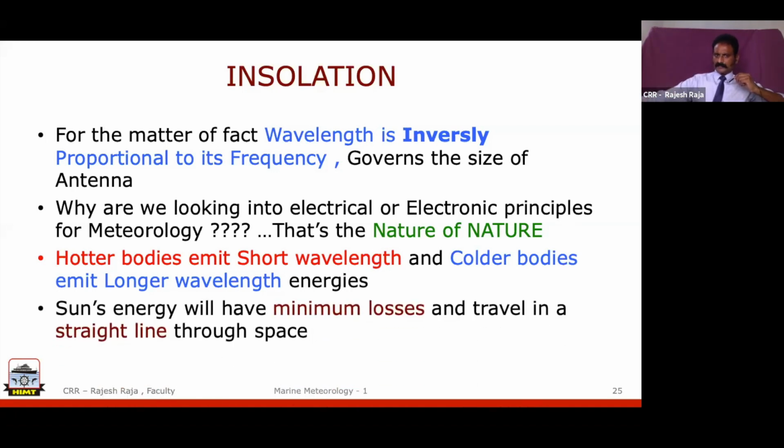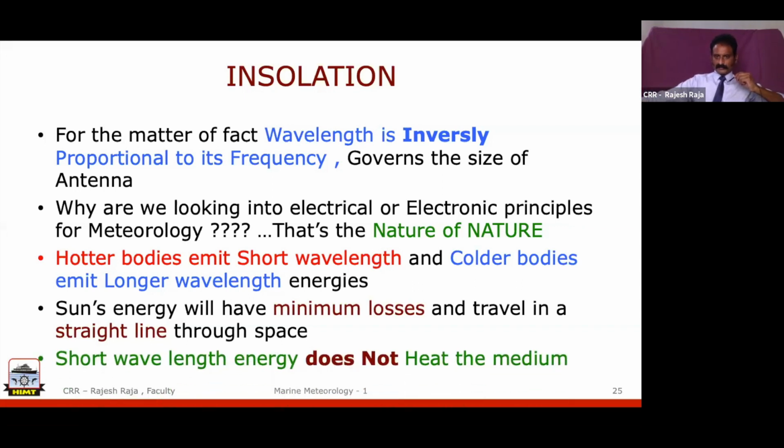Now, the sun's energy being short wavelength will have minimum losses and will try to travel in a straight line through the space. And it has one more property: it does not heat the medium through which it passes to a great extent. To a very small extent, but not too great. This is something important for you to remember.